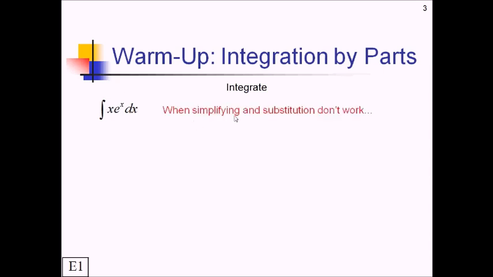So when simplifying and substitution don't work, and this certainly isn't a partial fractions kind of situation, we have something else called integration by parts. This requires that we have two things being multiplied together, and here's how it works.